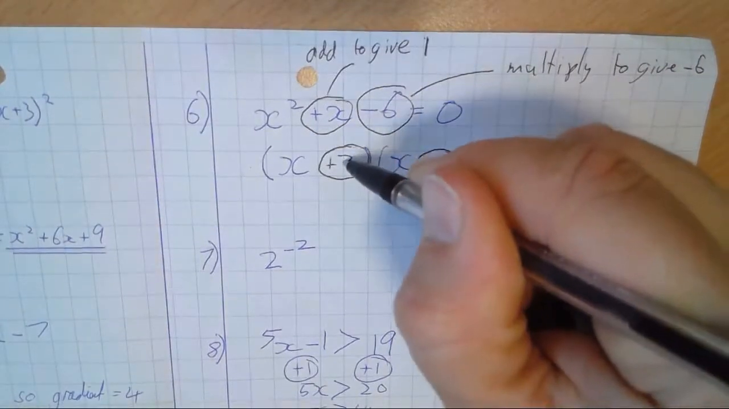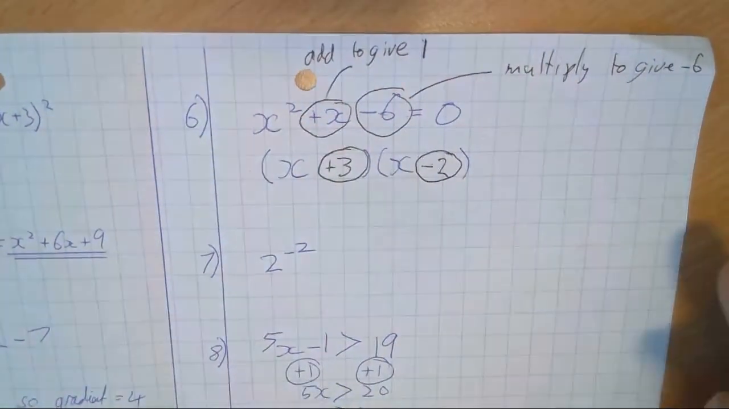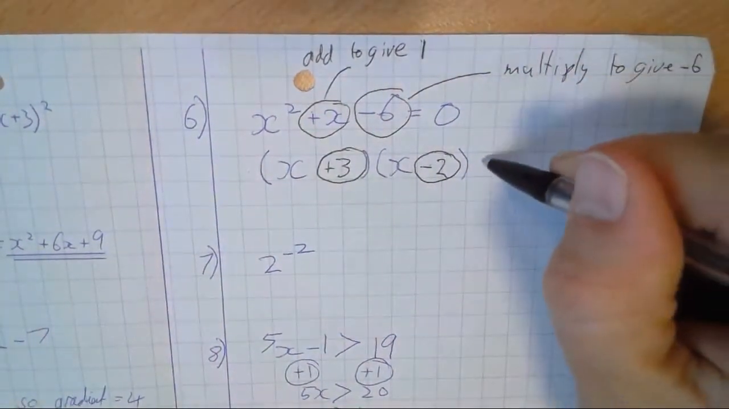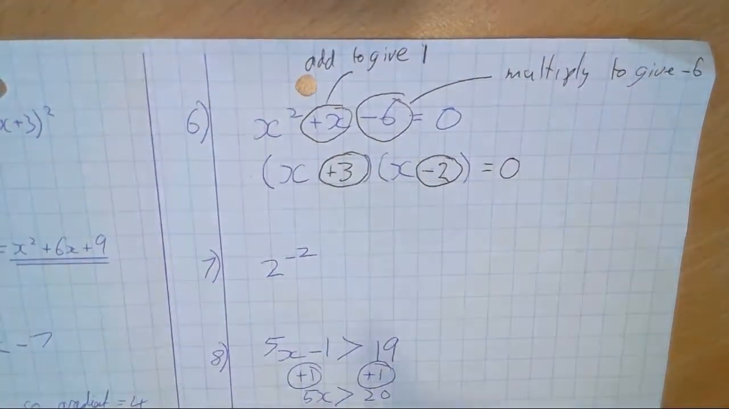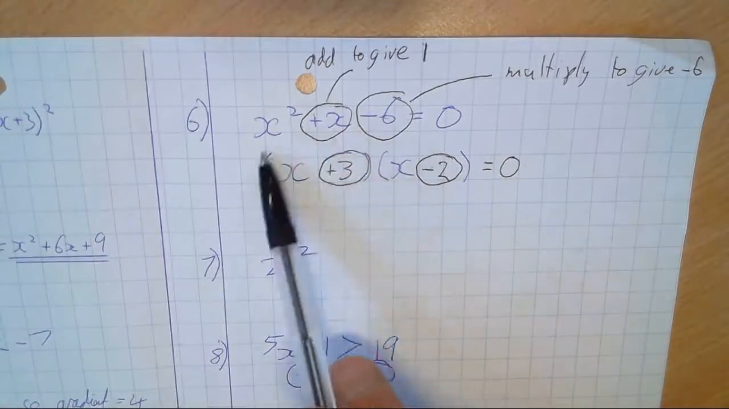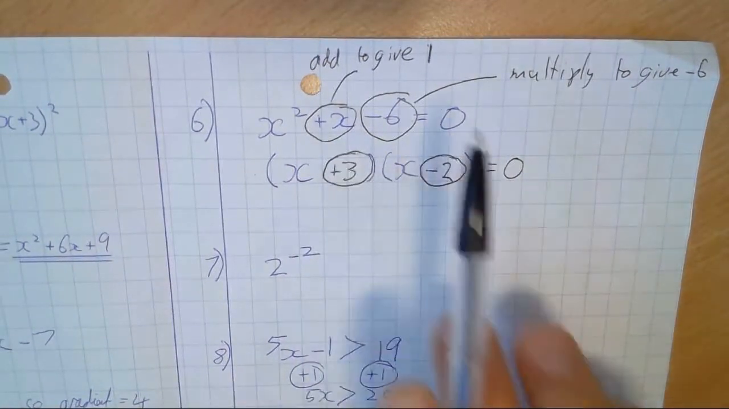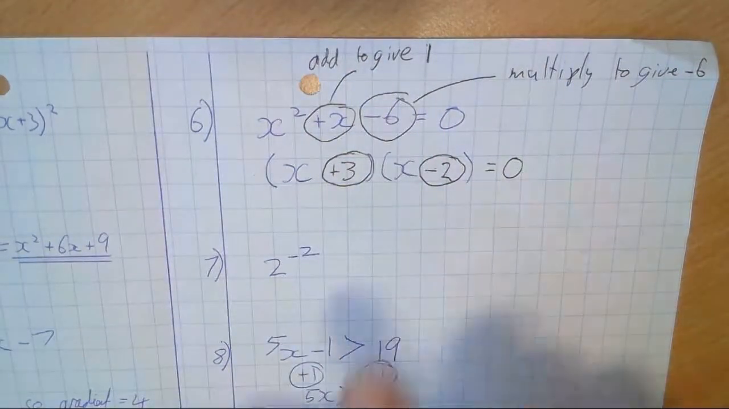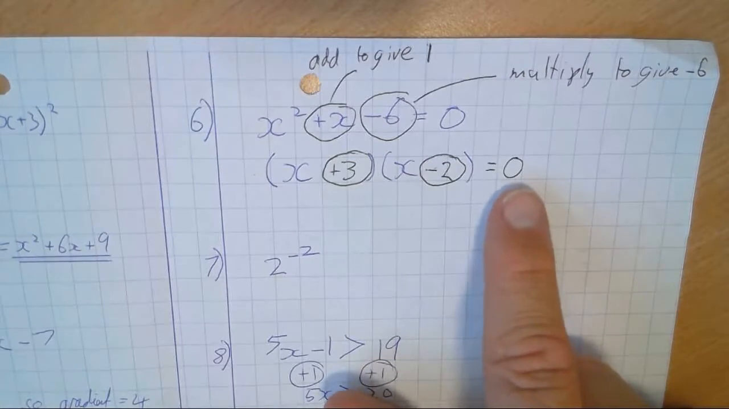So if I have plus 3 and minus 2, it works. So that's correctly factorized. Now this is equal to 0, so I need to solve for this being equal to 0. This is one whole number here, and this is one whole number here. If either of those is 0, then it's going to multiply to give 0, because anything times 0 is 0.